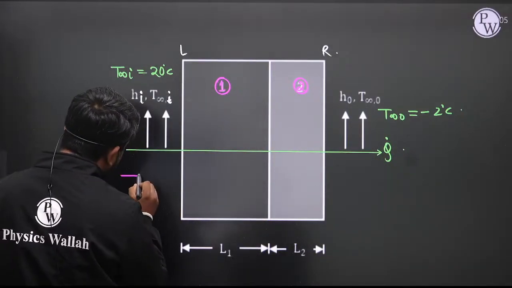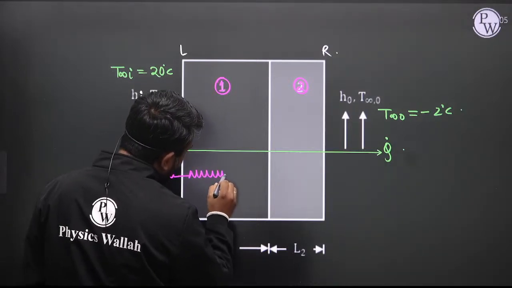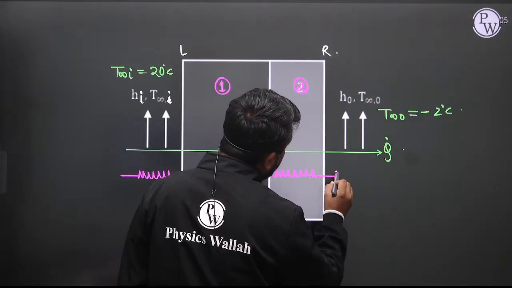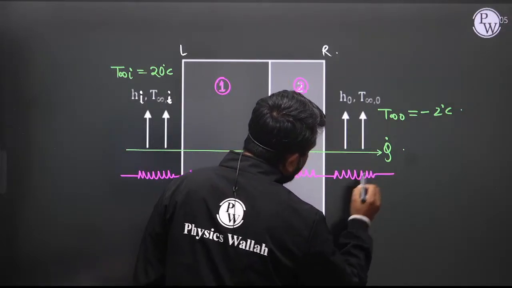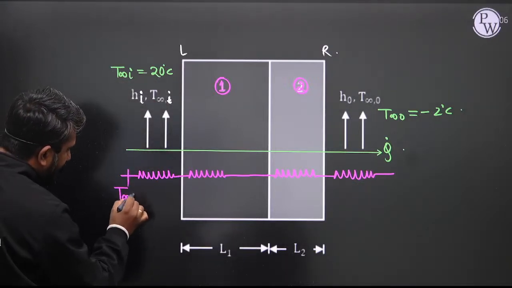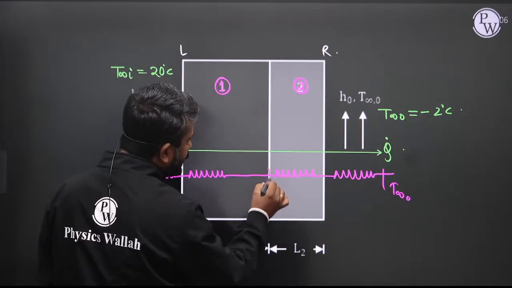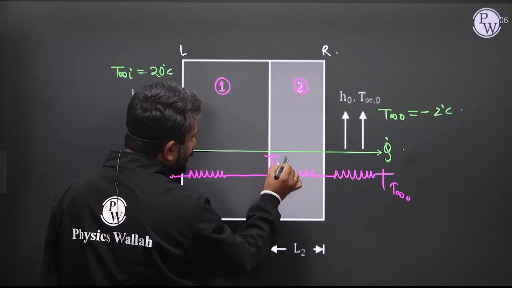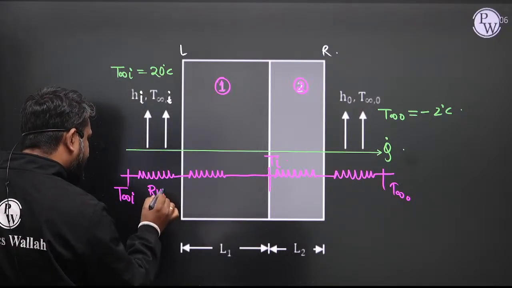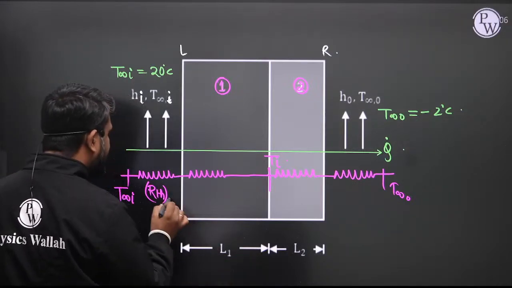this is the convection resistance of the fluid, this is the conduction resistance offered by wall number 1, this is the conduction resistance offered by wall number 2, and this is the outside fluid convection resistance. What is the temperature here? This temperature is T infinity i, and this temperature is T infinity 0. Let us consider the interface temperature is Ti. Now what is the convection resistance here? Let us consider this is R_th,i.